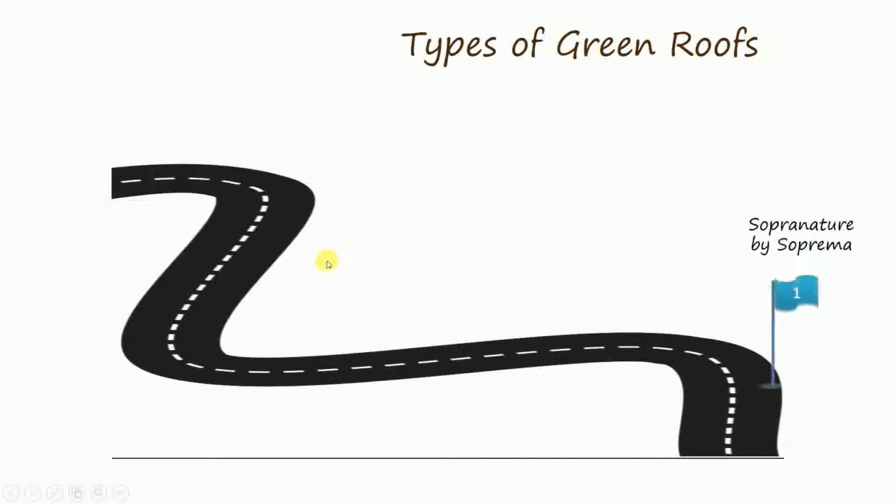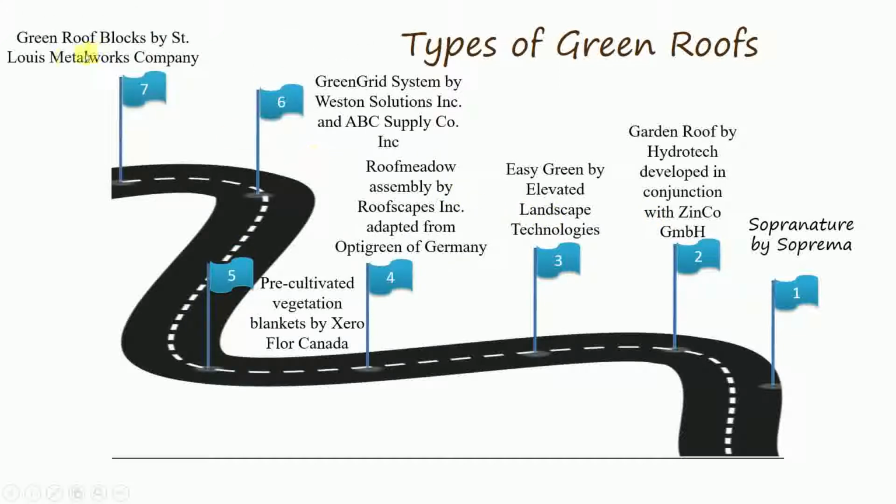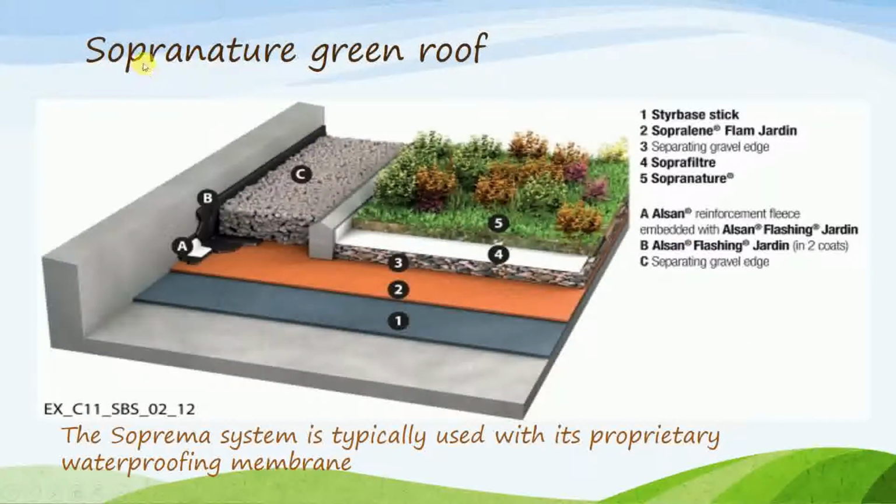So here we discuss 7 types of green roofs. First of all, this thing. For more, I will discuss later. Let's show here. And let's go. Number 1. This is Soprema Nature green roof.